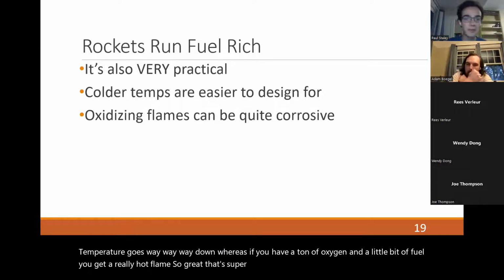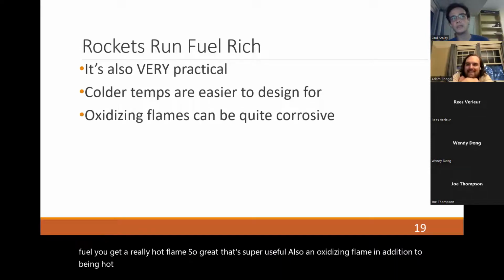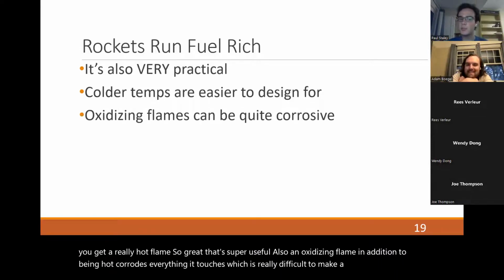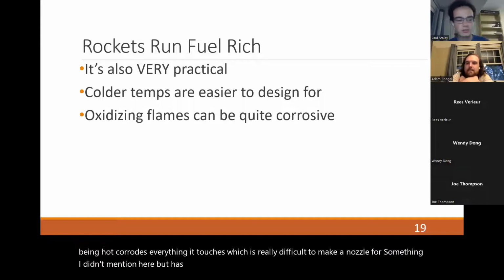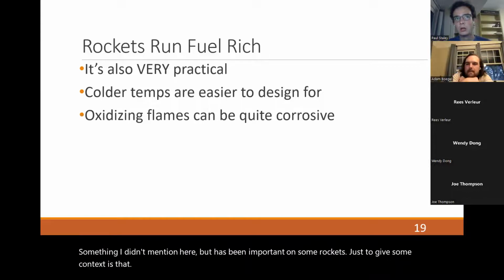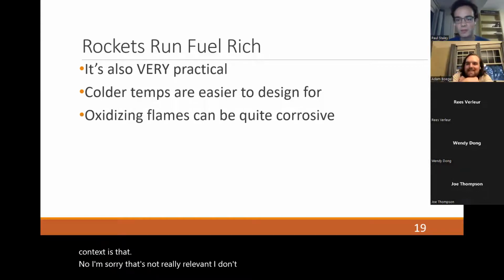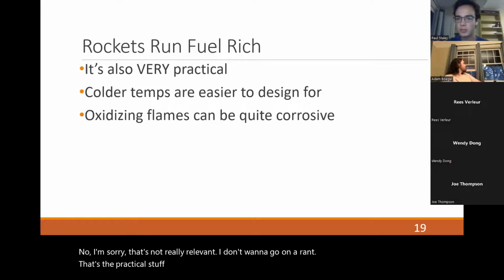Also, an oxidizing flame, in addition to being hot, corrodes everything it touches, which is really difficult to make a nozzle for. Something I didn't mention here, but has been important on some rockets, just to give some context, is that, actually, no, I'm sorry, that's not really relevant. I don't want to go on a rant. So that's the practical stuff in terms of what runs fuel rich and what doesn't.